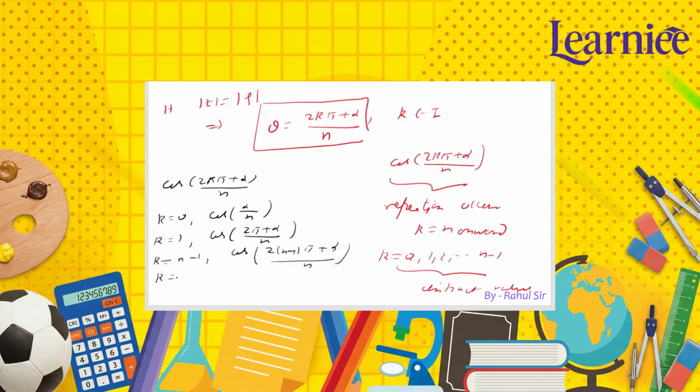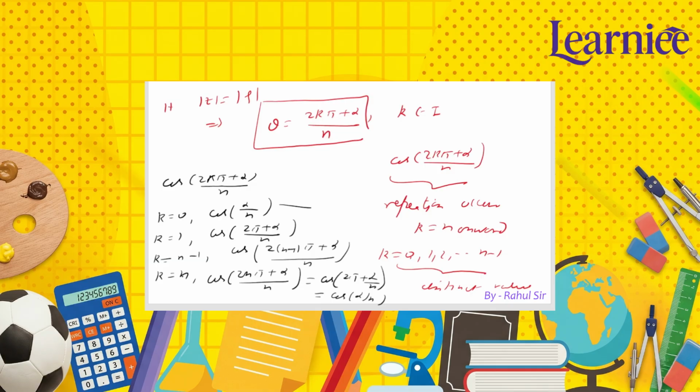But if I choose k is equal to n, what happens? That means cos of (2n pi plus alpha) by n. The n cancels out, so we get (2 pi plus alpha) by n. Got it? So essentially this value is the same as this value. Can you see here? For k equal to 0 we get cos alpha by n, and for k is equal to n, cos of (2 pi plus alpha) by n is nothing but cos of alpha by n. So essentially after k is equal to n minus 1, the repetition will occur.